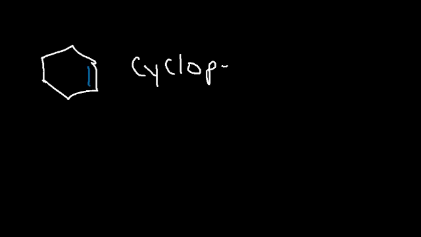And then you have cycloalkenes, where you have a double bond inside a ring. And this is simply a cyclopentene. Not pentene, but hexene, because there's 6 carbons.